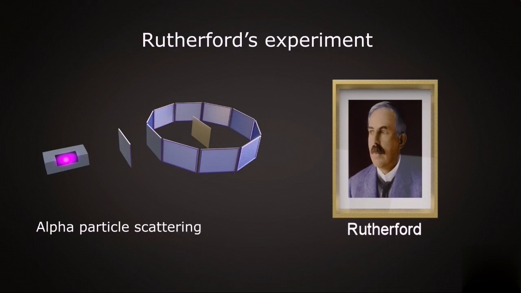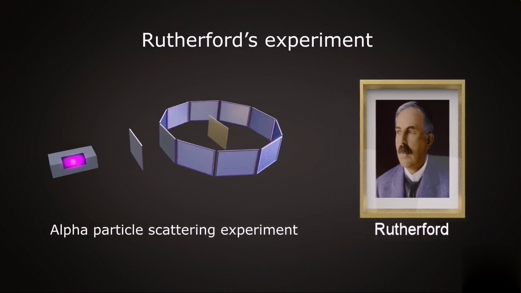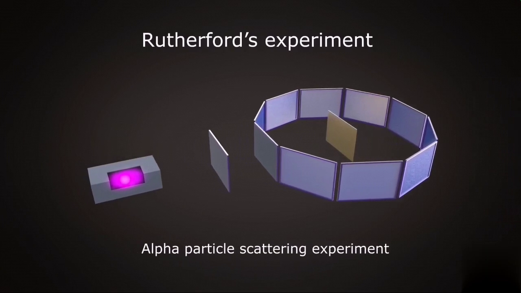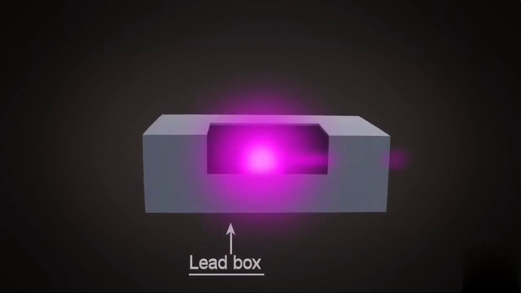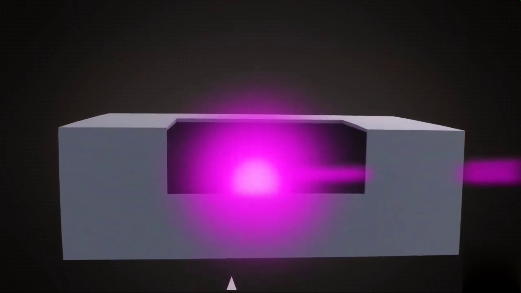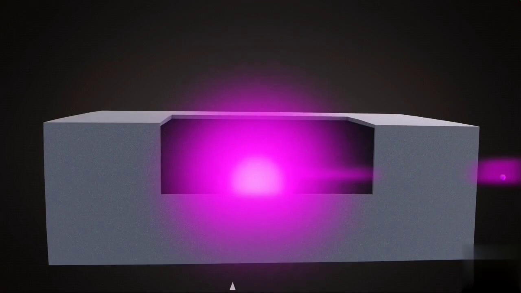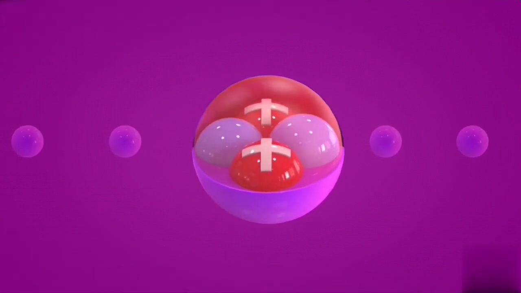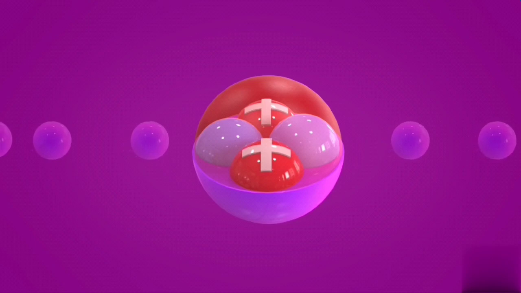Rutherford's experiment is known as the alpha particle scattering experiment. To understand this experiment, let us first see what alpha particles are. Alpha particles are emitted by radioactive substances. These are helium ions with double positive charge. Now let us look into the details of the alpha particle scattering experiment.